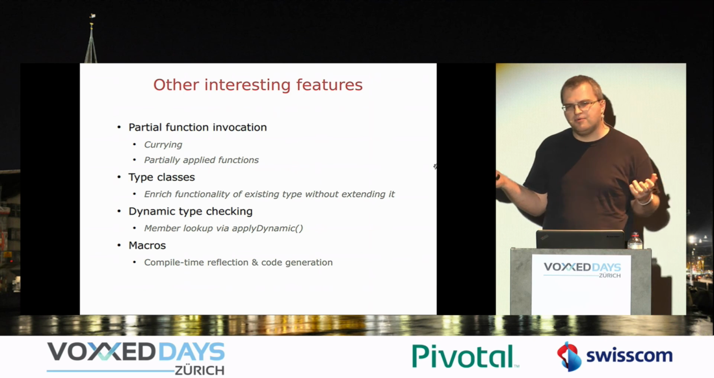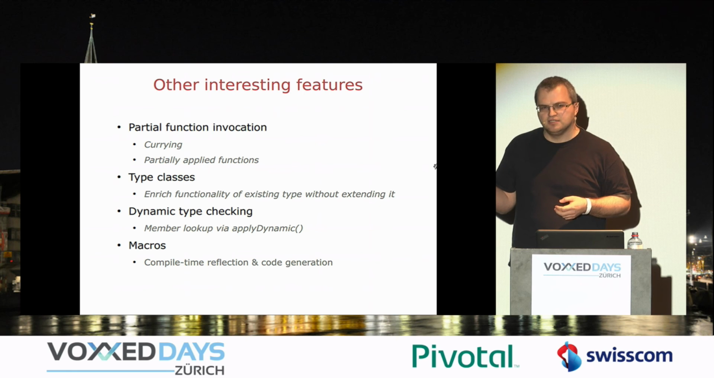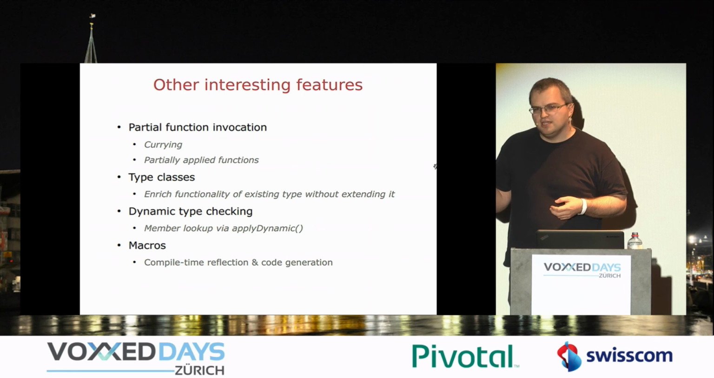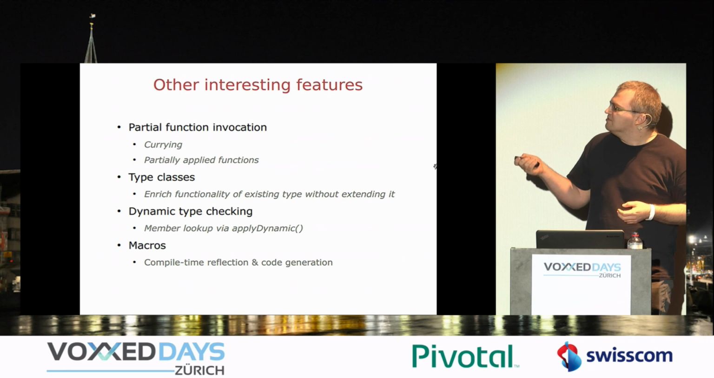Very useful if you have a library you can't subclass or whatever, but you want to enrich the functionality when you're using it. Type classes are just for that. Again, very popular feature in Haskell. Maybe you are starting to see the pattern in Scala. It likes to reuse the features in Haskell, which is a good idea generally.